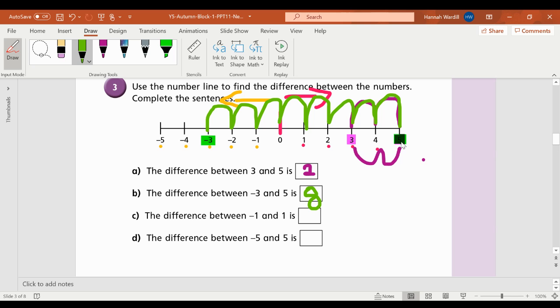We can also see that to get from 5 to 0, you need to do -5. So there's 5. And then to get from 0 to -3 is 3. So 5 plus 3 equals 8.